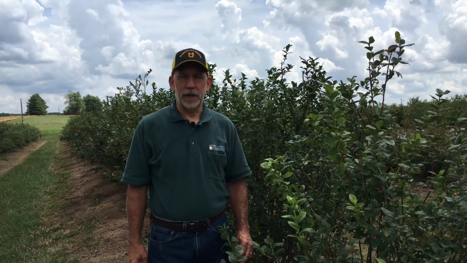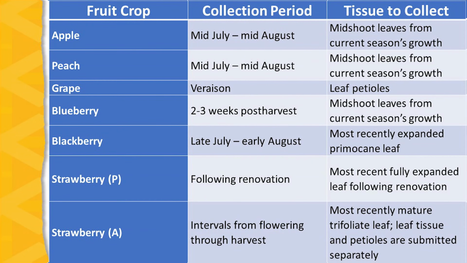Foliar testing can be an excellent way to validate a fertility management program with fruit crops. It can also be a useful tool in diagnosing nutritional issues. Sampling for tissue analysis varies among the different types of fruit as far as the best time to collect the sample and the proper type of tissue to collect.